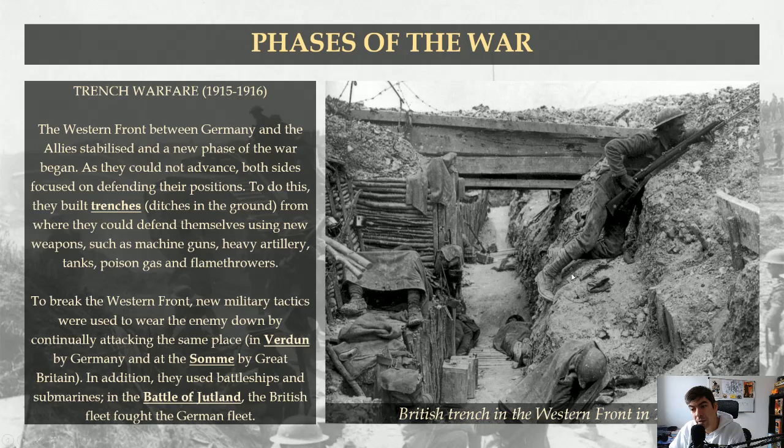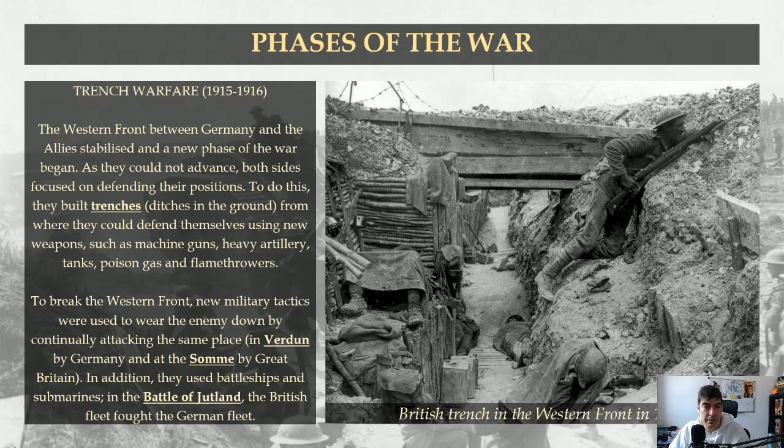To break this Western Front, both sides tried to break the front by continually attacking the same place, for example in Verdun, the Battle of Verdun by Germany and the Battle of the Somme by Great Britain. Both of them failed. And also in addition, they used battleships and submarines. The main naval battle of the First World War was the Battle of Jutland, in which the British fleet fought the German fleet, and it is considered to be a tie and not a British victory, as the book says.